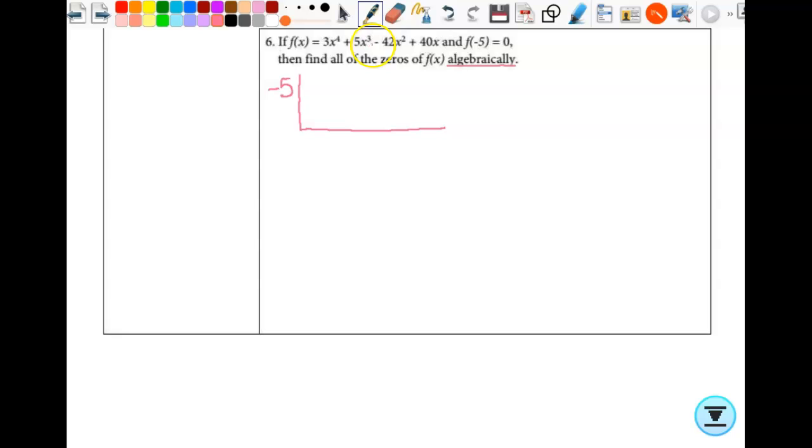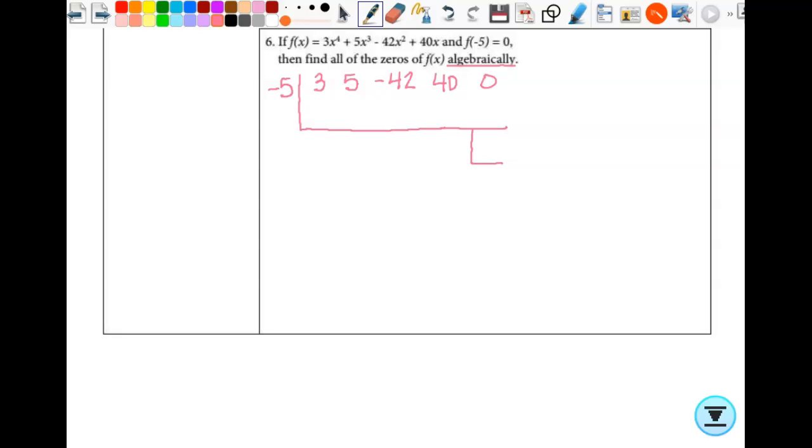So I got to figure out before I start writing stuff down which one I'm missing. I have x to the fourth, third, squared, first. I'm missing my constant term, right? That one matters too. I have to put a placeholder. So I have 3, and then 5, then negative 42, then 40, and then I have to put the 0. If I don't put the 0, then my basement's in the wrong place, and that throws everything off. Okay? We good with that?